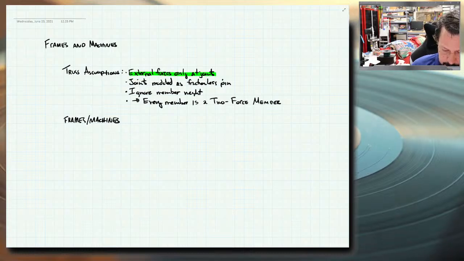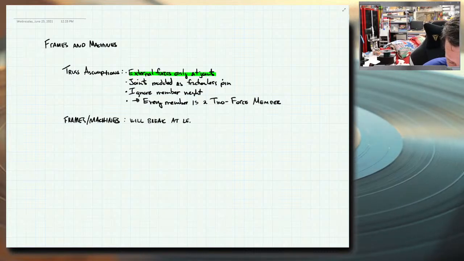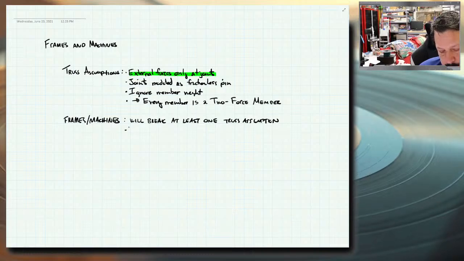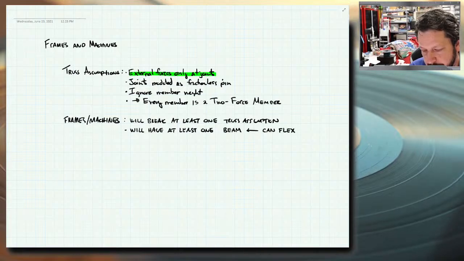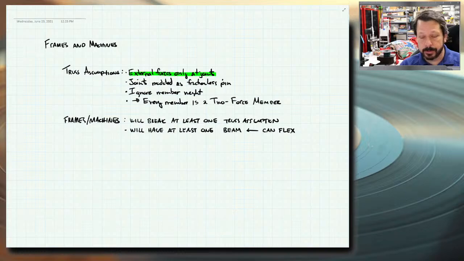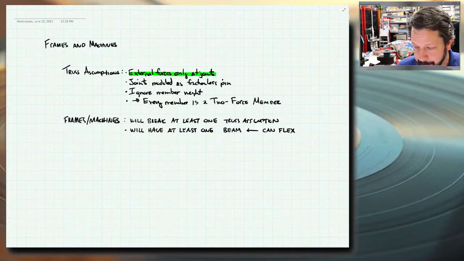All right, so frames and machines, like I said, they're going to break at least one truss assumption. And they will have at least one beam. And the beam is the part that can flex. So up until now, everything just stretched or compressed, got longer or shorter. But beams can bend and flex. I'm using those two words interchangeably, flex and bend. And so it can do things that we couldn't do before.